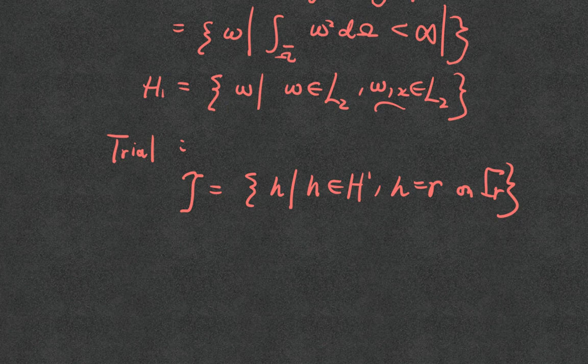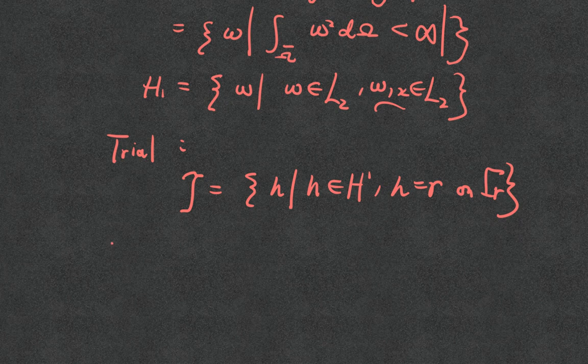Now I'm putting more constraints on that set. I'm only searching for the h that is supposed to be in the Hilbert space, and h has to be equal to the prescribed essential boundary condition on the boundary. I still don't know what h is. It could be sine, cosine, or anything. But it cannot be something arbitrary now. It has to be an element in the Hilbert space.